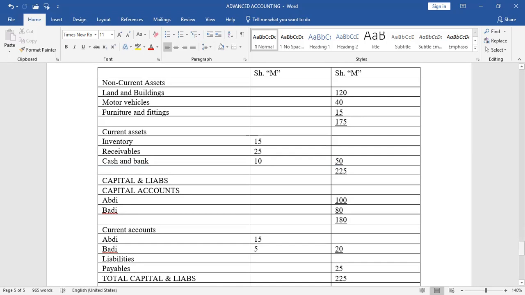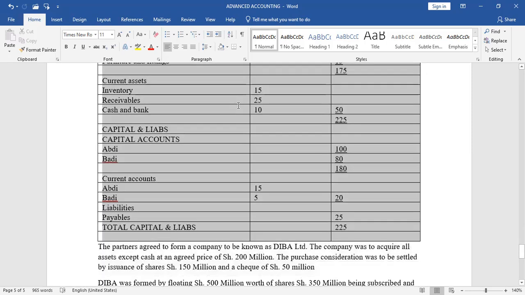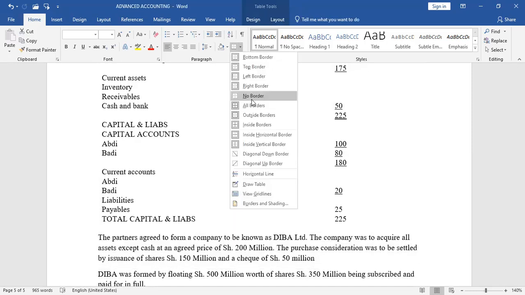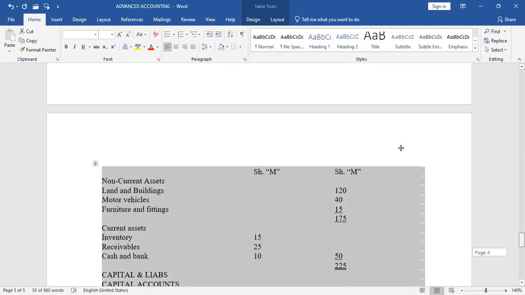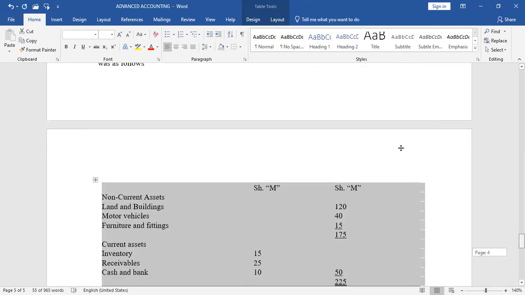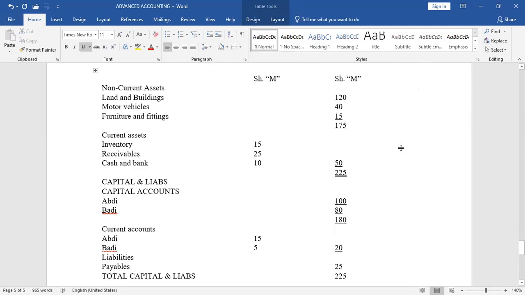Now, the capital accounts are given here. I think I forgot to do the usual thing. We normally remove these borders so that it does not look so ugly with many lines. Okay.